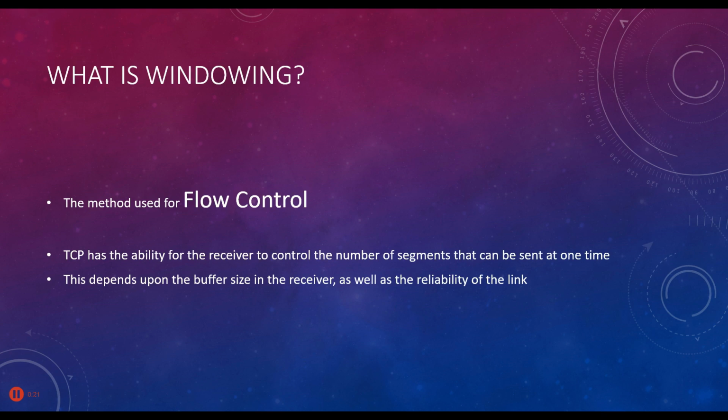basically before it sends an acknowledgement of those segments. This depends, of course, on the buffer size of the receiver. If it has a lot of buffer size, it might make the window bigger, and if it has a small buffer size, it might make the window smaller. It also is determined by the reliability of the link. If it's getting lots of errors, it might reduce the number of segments it wants, the size of the window. It might reduce that in order to have less retransmission of bad segments.